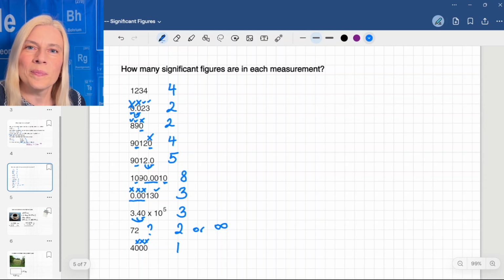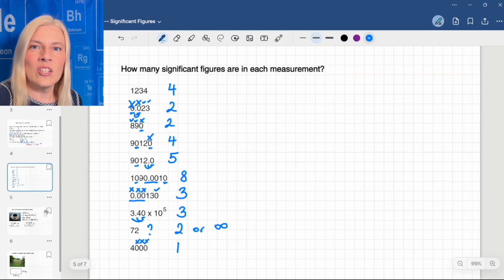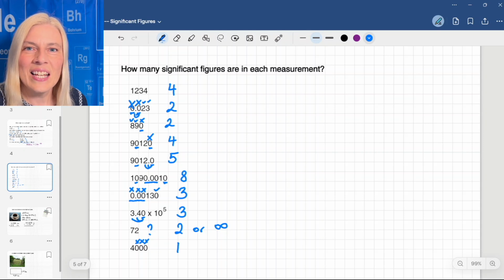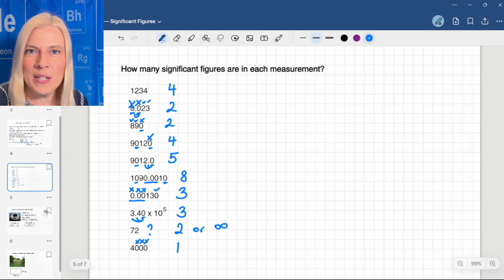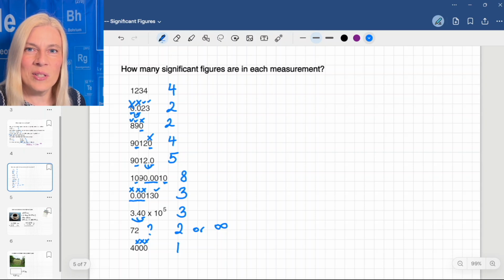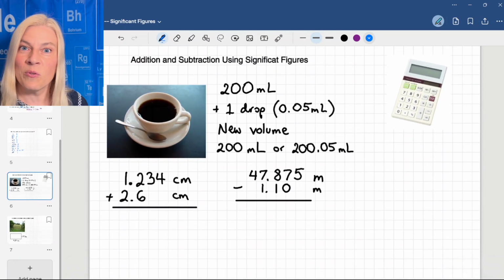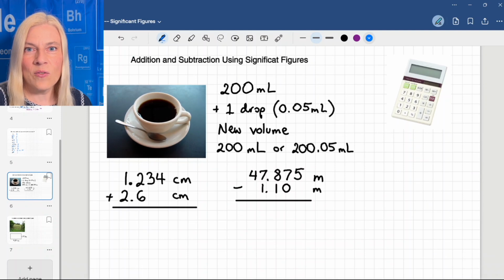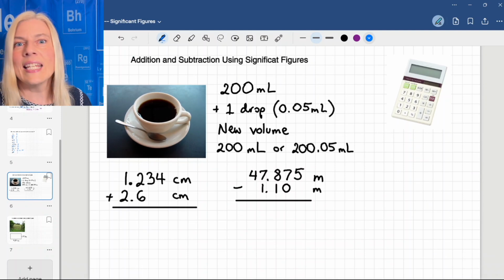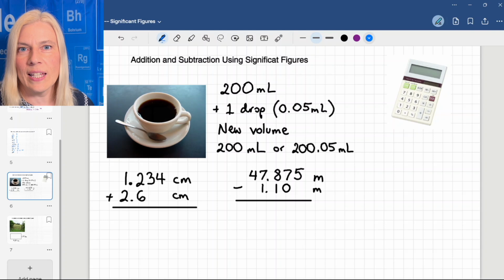How did you do? Can you quickly determine how many sig figs a measurement should be reported with, and how many sig figs are in each measurement? Are you ready to do some calculations using sig figs? I think so. So there are 2 separate sets of rules. One set of rules is for addition and subtraction, and a separate set is for multiplication and division.